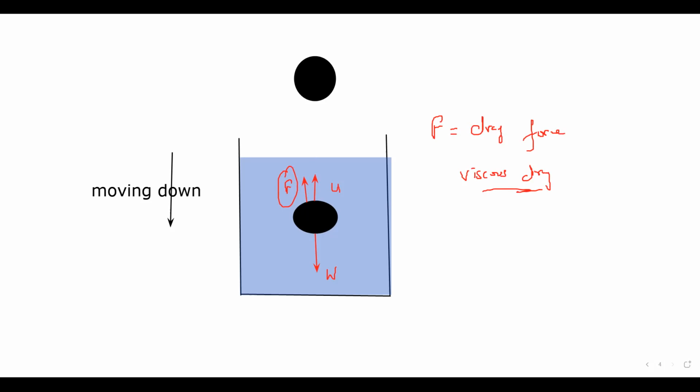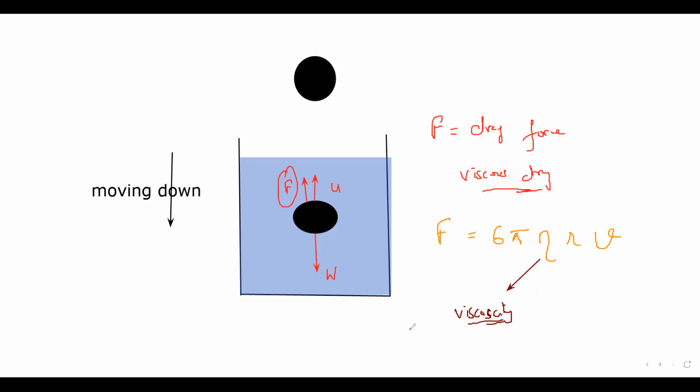And what is the formula to calculate this viscous drag for a spherical object only? For a spherical object, the viscous drag is given by a formula 6 pi eta r v. 6 and pi are constants, but what about the eta? What is the meaning of this eta? This eta is known as viscosity. And what is the meaning of viscosity? Viscosity means the property of a fluid to resist the flow.